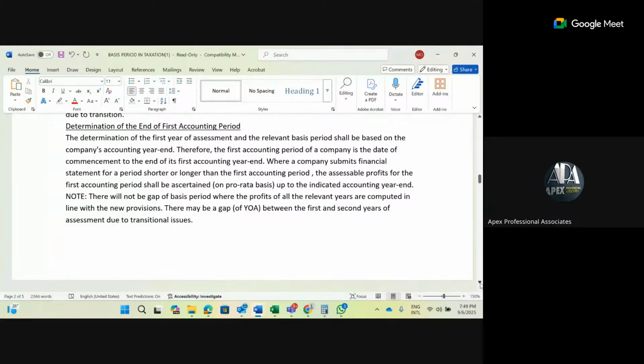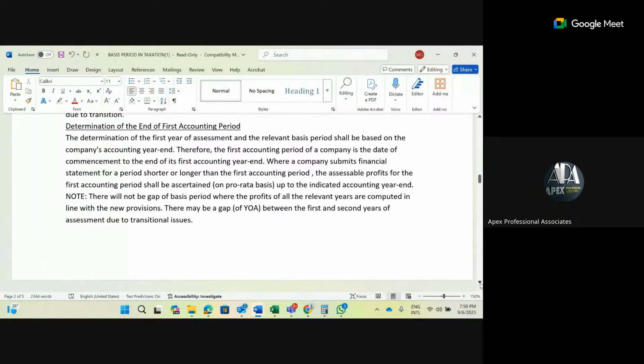Therefore, the first accounting period of a company is the date of its commencement to the end of its first accounting year end. Where a company submits financial statement for a period shorter or longer than the first accounting period, the assessable profit for the first accounting period shall be ascertained on a pro rata basis up to the indicated accounting year end. Note, there will not be gap of basis period where profit of the relevant years of assessment are computed in line with the new provisions.